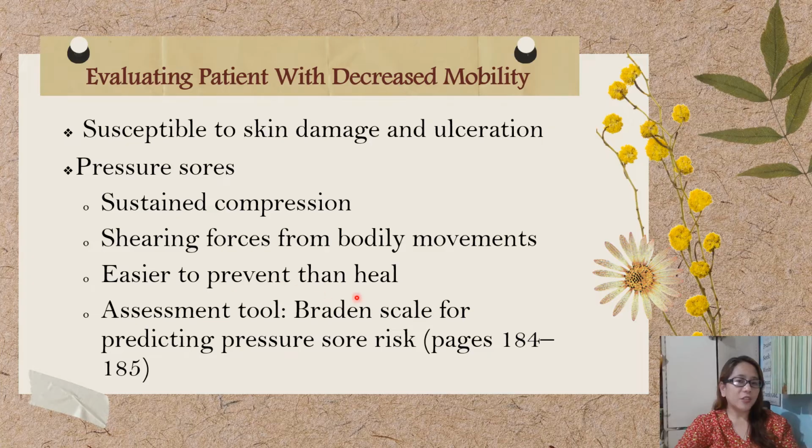For the nurse to assess if the patient has a higher risk of developing pressure sores or ulcer, we can use the Braden scale for predicting pressure sore risk. This can be found in your book, on page 184 to 185 of your Bates Physical Examination.